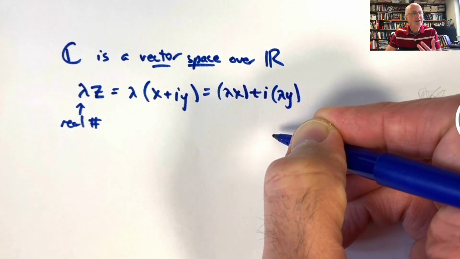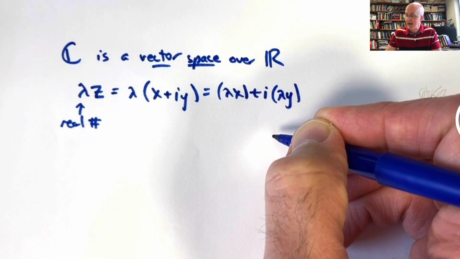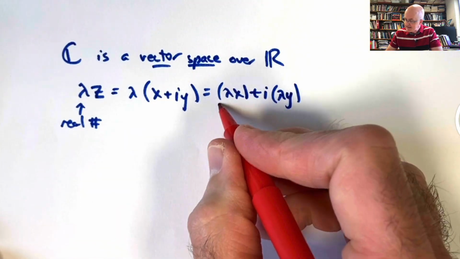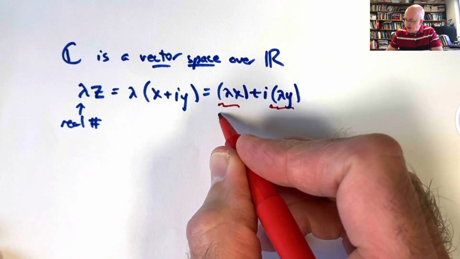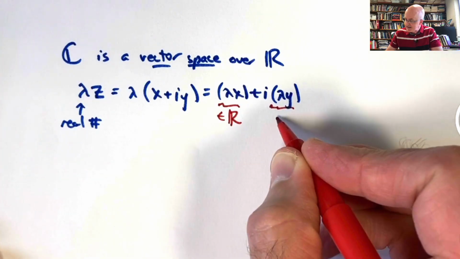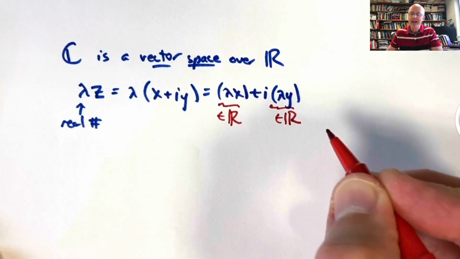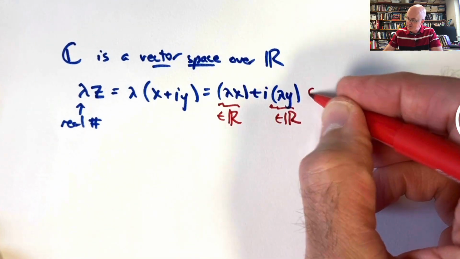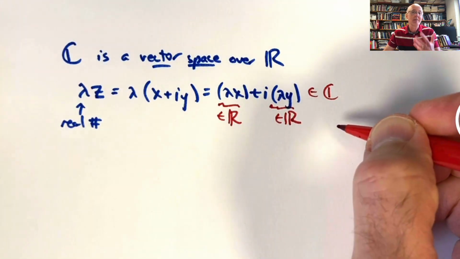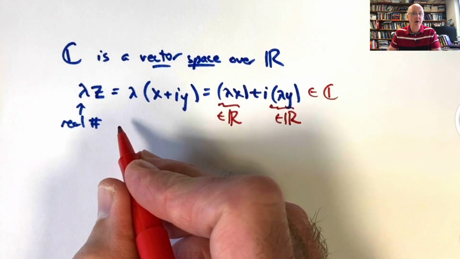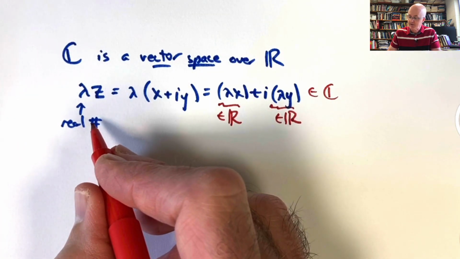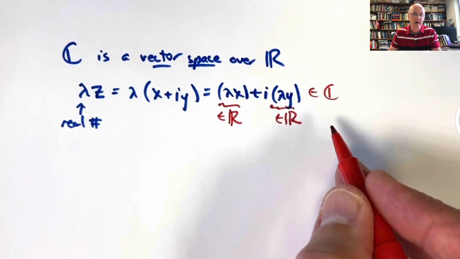Because we know real numbers are closed under multiplication, that means that lambda times x and lambda times y are real numbers. They are elements of the set of real numbers. And we've got a real number plus i times another real number. That is a complex number. This is what it means for this kind of operation to be closed in the complex numbers. This real scalar times this complex number is another complex number.